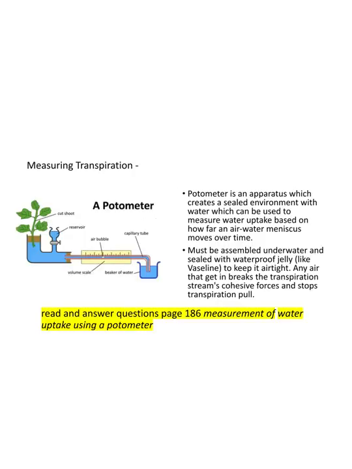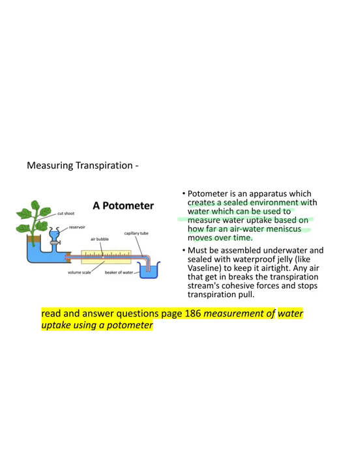Okay, so if we want to measure transpiration, we can use a potometer, where water lost by the leaf is going to be replaced by water in a capillary tube, and therefore by measuring the movement of the meniscus or the bubble, we can determine the rate of transpiration. Okay, so the potometer is an apparatus which creates a sealed environment with water, which can be used to measure water uptake based on how far that air-water meniscus moves over time.